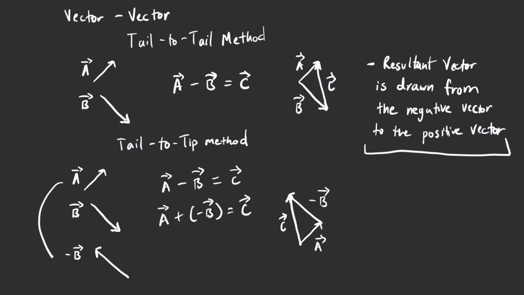And you can see here that in both cases, the c vectors are the same. So no matter which method you use, you'll always get the same answer.